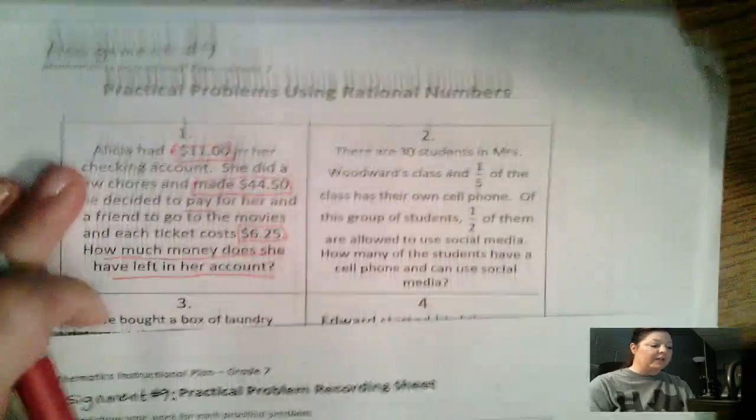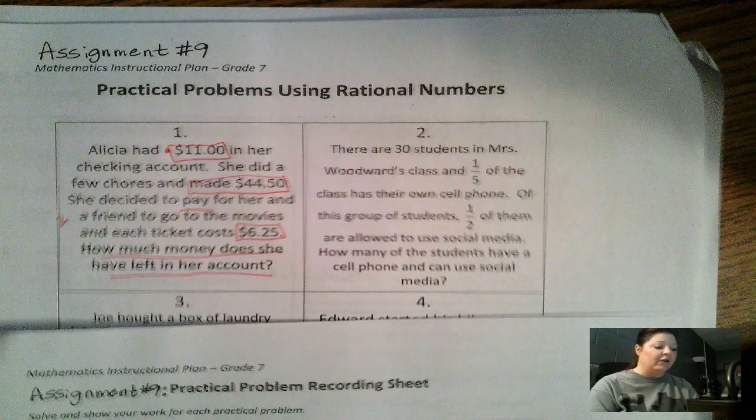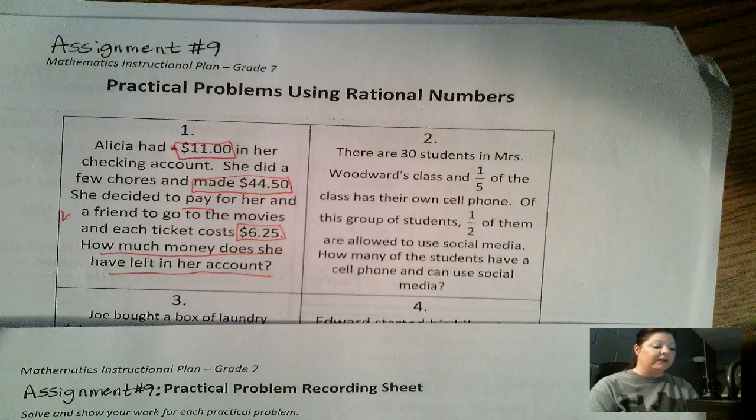Number 2 is there are 30 students in Mrs. Woodward's class. 1/5 of the class has their own cell phones. Of this group of students, 1/2 of them are allowed on social media. How many of the students have a cell phone and can use social media?